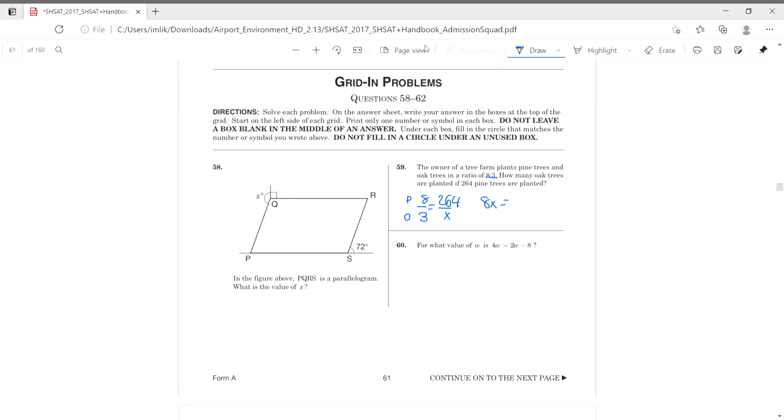264 times 3 is equal to 792. If we divide by 8, x is going to be equal to 99. So he planted 99 oak trees. If you want to really see this, 8/3 is equal to 264 over 99. This simplifies into this. That's why we can write it as a fraction, and that's why we get the correct answer. Moving on to question 64.